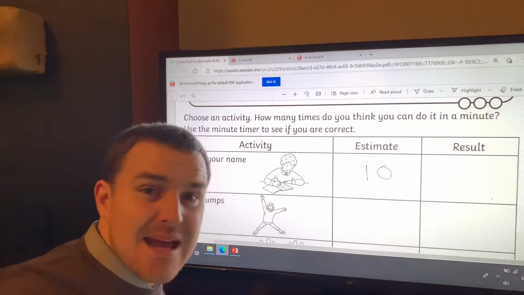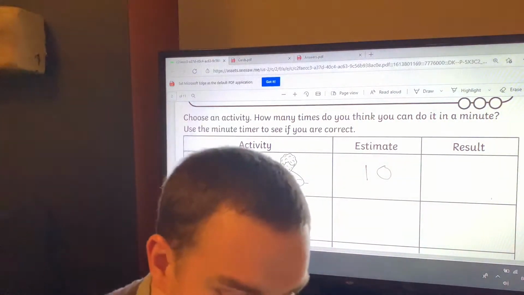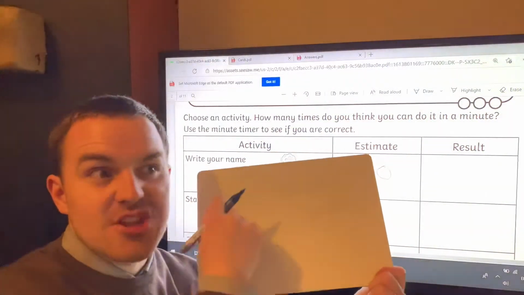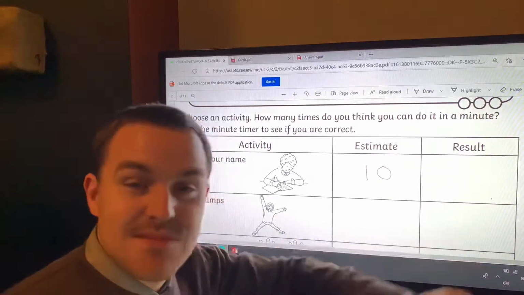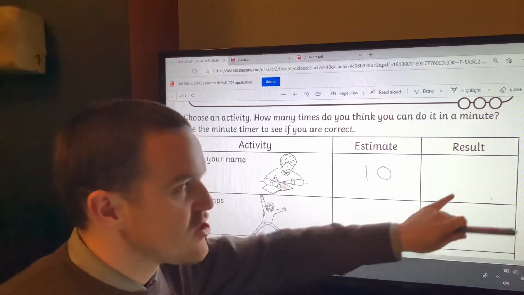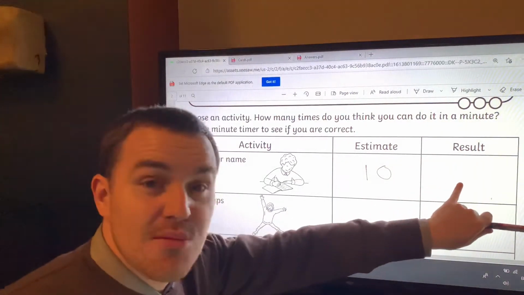Then I get my timer, and I'm going to get someone to press start. You might even press start yourself. Maybe get a whiteboard or something and start writing your name down and see what you actually get, and see if you can get your estimates quite close, okay? You don't change your estimate after. Keep your estimate the same. Work out what your actual result is.